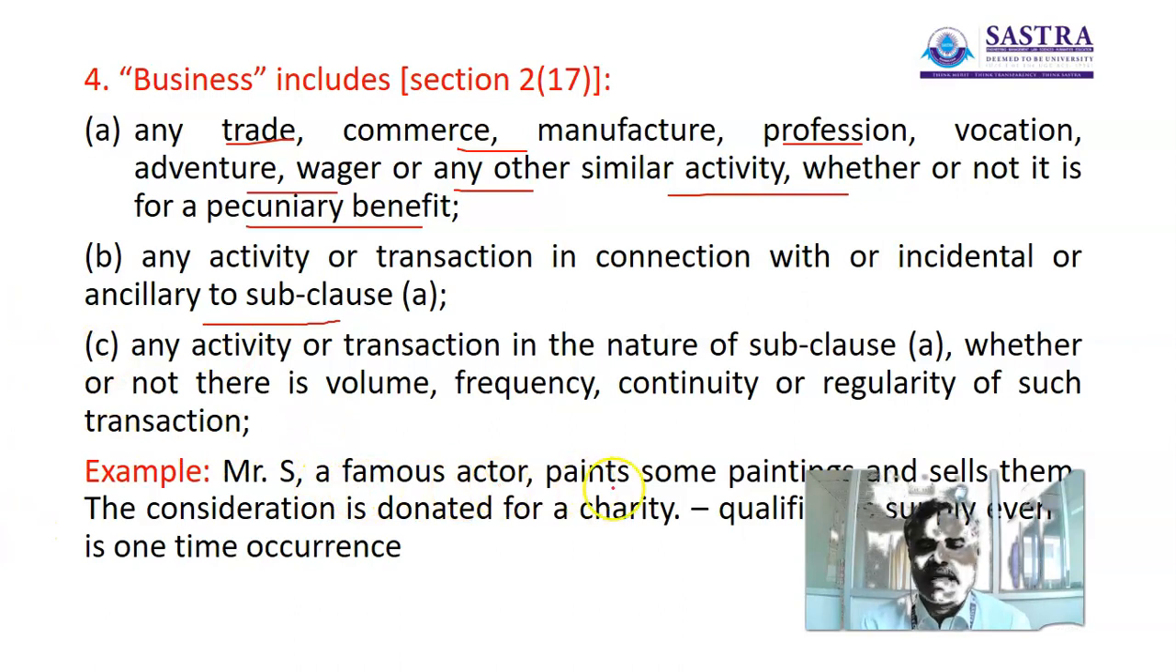Example, Mr. S, a famous actor, paints some paintings and sells them. The consideration is donated for a charity. It qualifies as supply even if it is a one-time occurrence. You see, he is a famous actor. He paints some paintings, sells them and donates the money to charity. Is it supply, or may it be considered a business? Yes, it is a business because he is a professional. You see, profession.